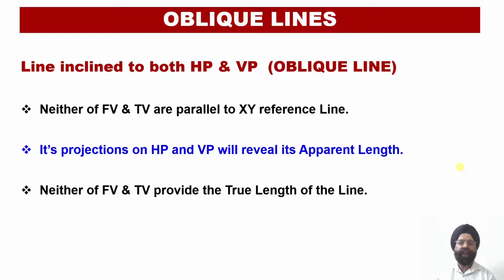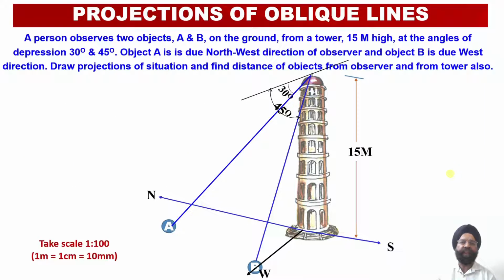So in case we are required to evaluate the true length of the line alongside the true inclinations of the line with the reference planes, then we are required to use the principles of the rotation of the line method to evaluate the true length as well as the true inclinations with the reference planes.